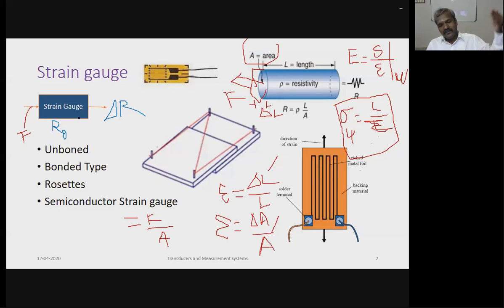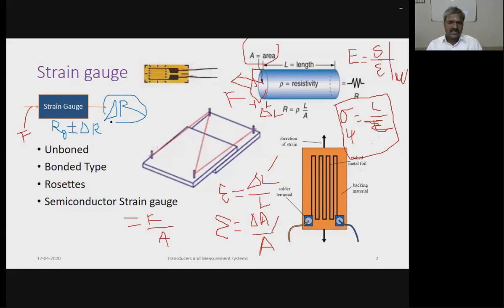So when we purchase a strain gauge from the manufacturer or from the shop or market, we can see these specifications on the package. The nominal resistance RG, the gauge factor, and the limiting error, which is also positive, then current. So these are the important specifications for a strain gauge. So input is change in applied strain, then output is change in resistance.